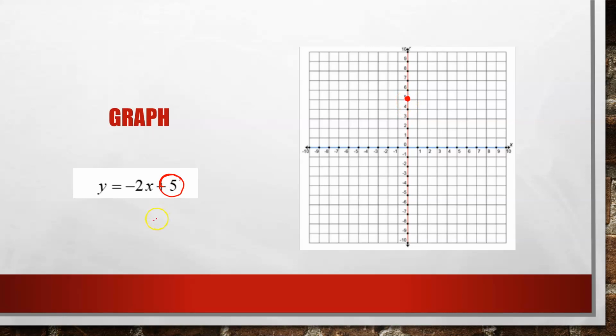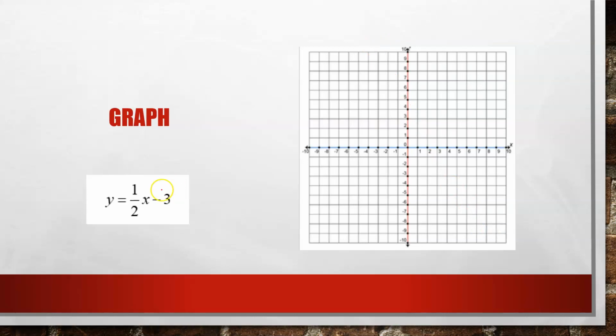My slope is negative 2 over 1. So my rise is down: negative 2, right 1, down 2, right 1. Continue like that. Now I'm going to do the opposite. I'm going to go up 2, but left 1, up 2, but left 1. So you can only use that negative sign once, either on the rise or the run.